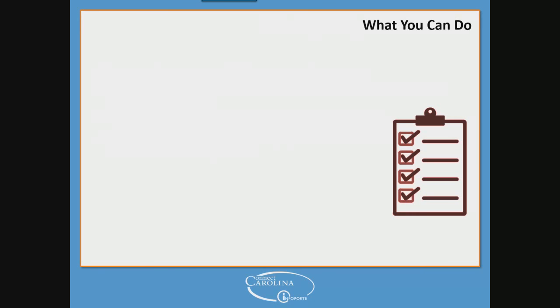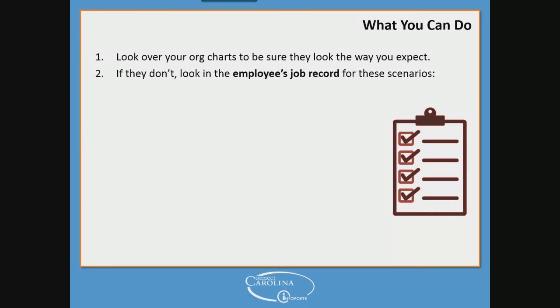So what can you do? The big thing is, number one, you can look over your org charts and just make sure that they look the way you expect them to. You can do that in the system. You can download it to Visio and look at a bigger picture. I mentioned you can only see up one level and down one level, but when you export it to Visio, you can get a whole picture of your department, say. So look over those org charts and make sure that they are what you expect them to be.